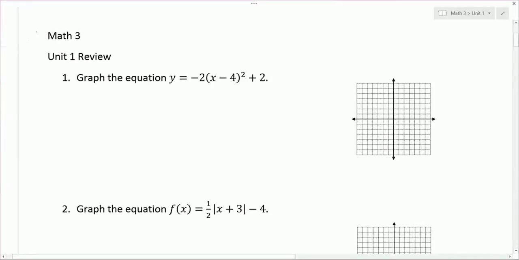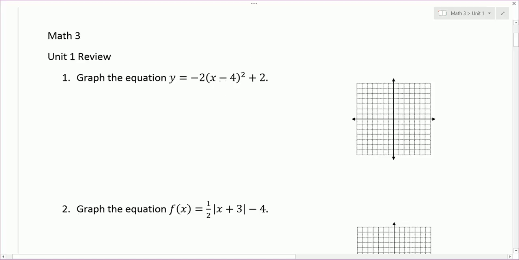All right, this is the Unit 1 review for Math 3. Number 1, we're asked to graph an equation. First, notice that that equation is squared, and so we're going to be graphing a parabola here.